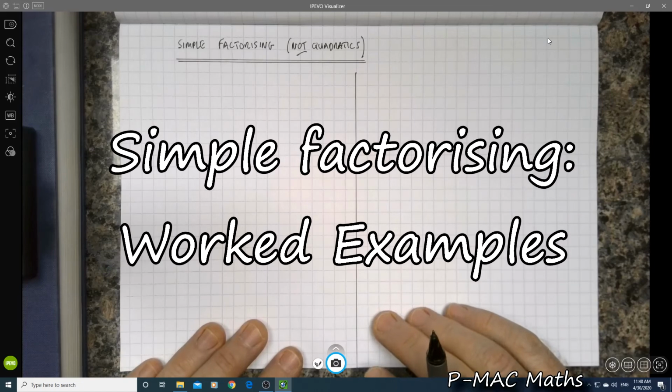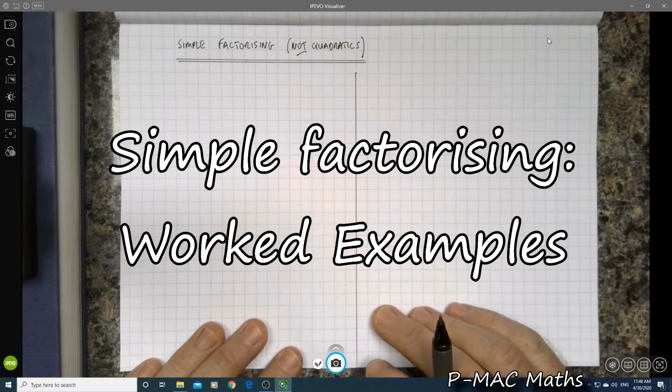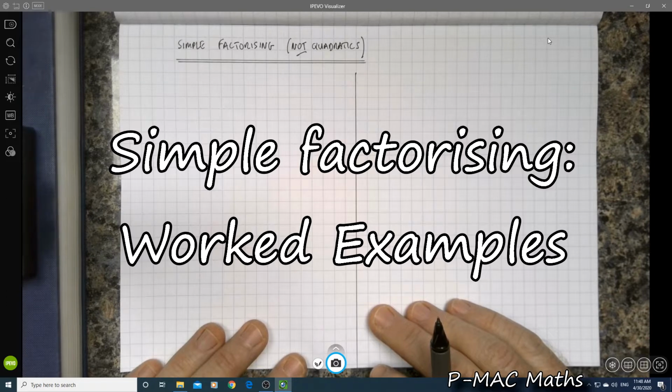So today I'm going to talk you through the processes of simple factorising. It's a skill that's required within algebra to either simplify statements or to simplify slightly more complex algebraic terms, possibly involving fractions, and possibly it's a step you might need to use within an equation solving scenario.